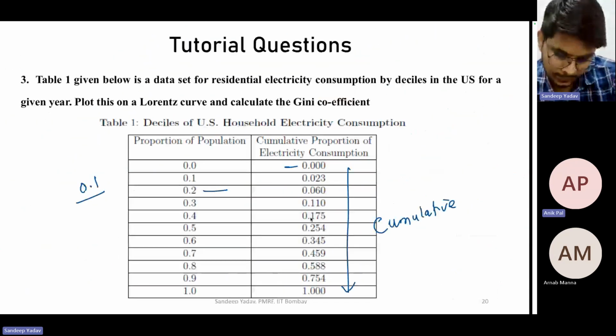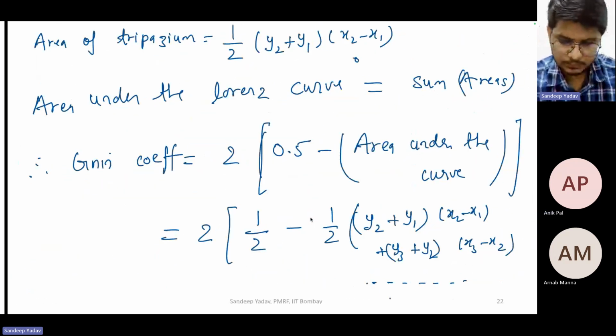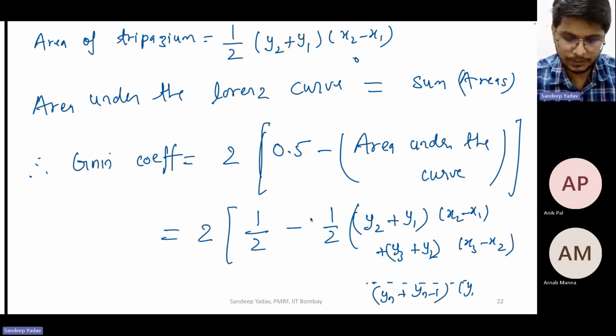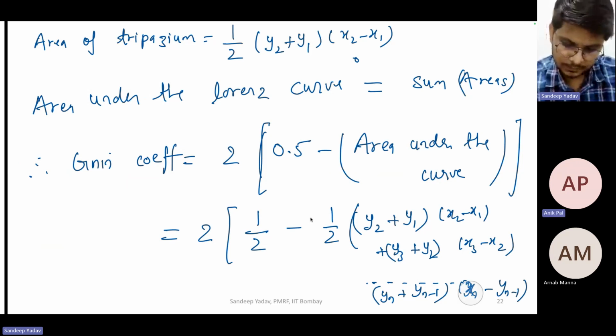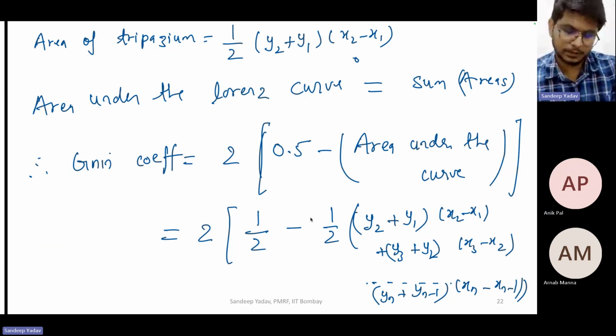and similarly we can calculate for all the points. So here you will see (yn plus yn minus 1) into (xn minus xn minus 1). So this is the whole thing.